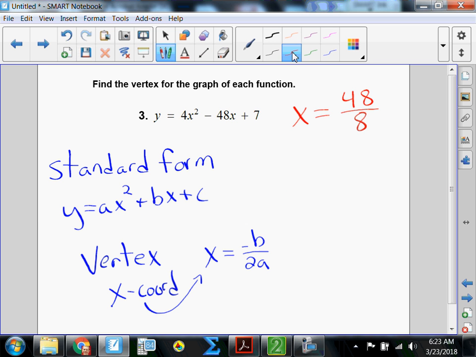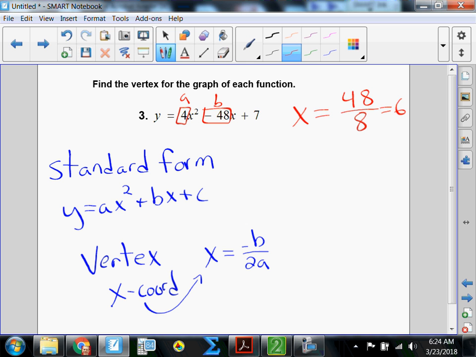So opposite of b is 48. This is my b value, negative 48. This is my a value, the 4. So opposite of b over 2 times 4 is 8. 48 over 8 is 6. So the x-coordinate of my vertex is 6.